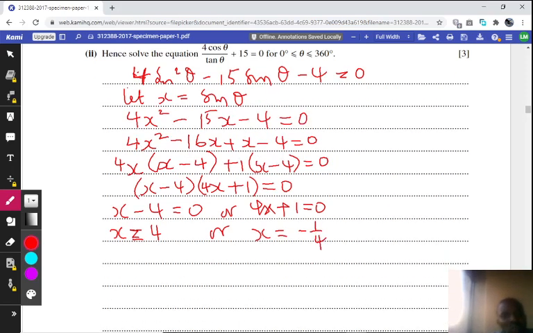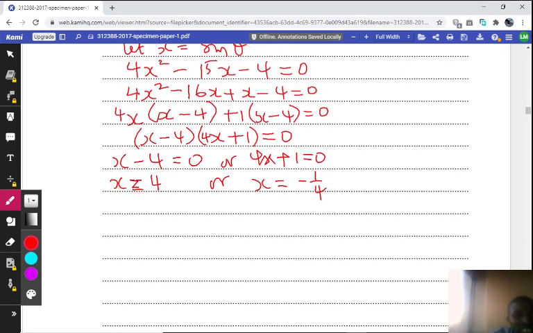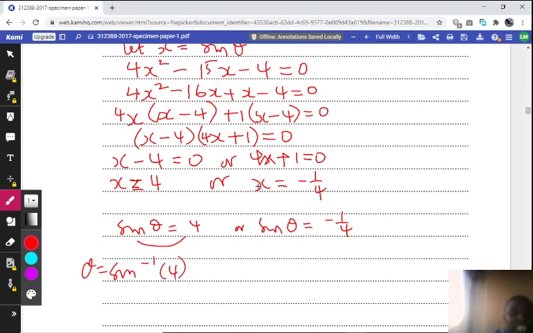Remember we said let x equal sine theta. So now you replace x with sine theta. So sine theta equals 4, or sine theta equals minus 1/4. On this first solution, theta would be arc sine of 4. You can't find it in your calculator, it's an error. So you have to consider only the second solution. On this one, you find the principal value, so theta equals arc sine of 1/4.